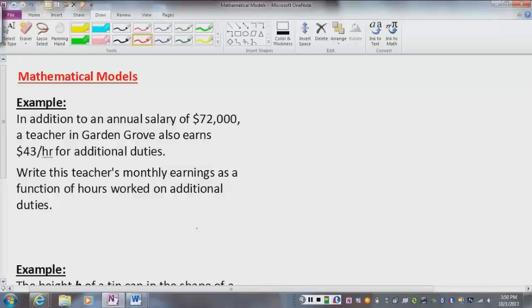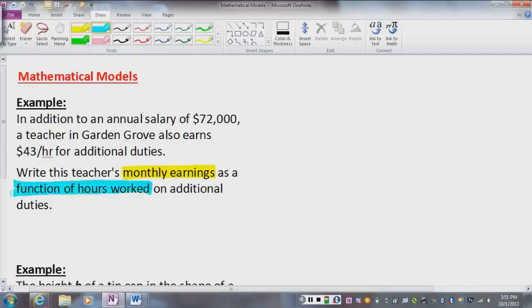In this video, we're going to go through two examples of mathematical modeling. Let's go ahead and start with the first problem. In addition to an annual salary of $72,000, a teacher in Garden Grove also earns $43 an hour for additional duties. Write this teacher's monthly earnings as a function of hours worked on additional duties. Now, we're going to write monthly earnings as a function of hours worked.